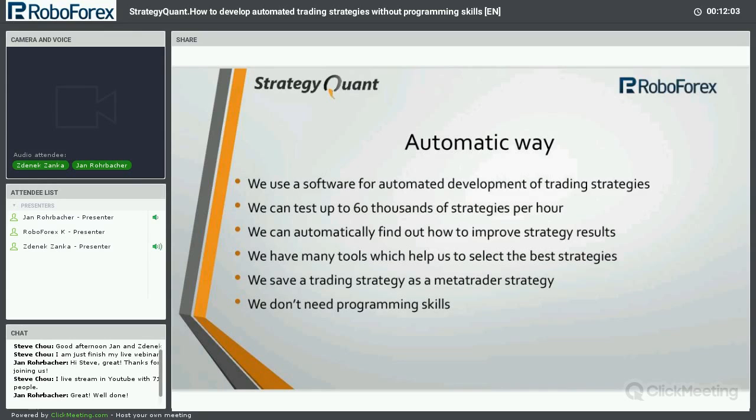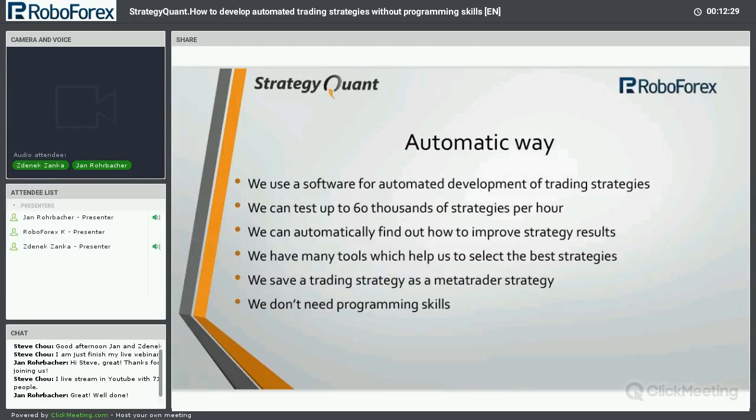It is based, let's say, on machine learning. It's not so difficult to use, but it brings big benefits. So we use the software for automated development of trading strategies. We can test up to 60,000 strategies per hour. It's really a big number. Just imagine creating 60,000 strategies per hour and testing them.